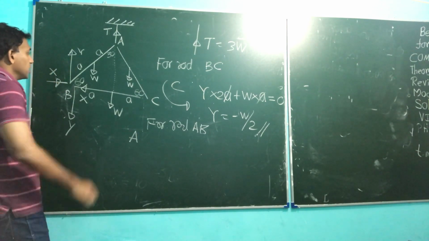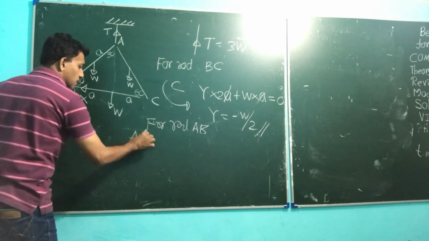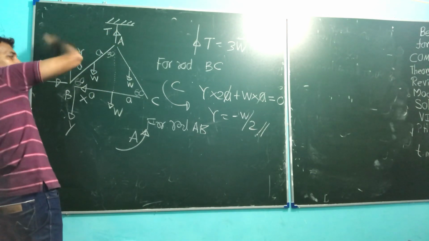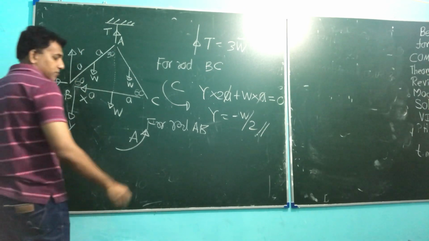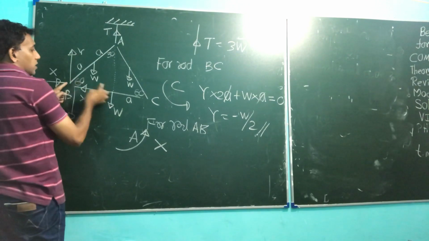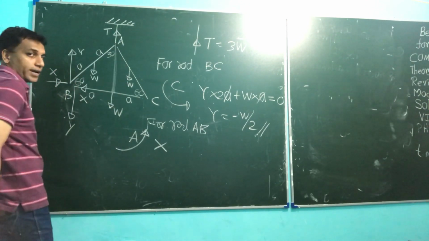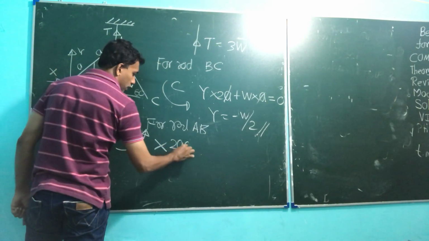Moments about A. Can I write the x direction, counter-clockwise, x direction. So what is the moment? The force is x, and the line of action distance is 2a cos theta, right? 2a cos theta.